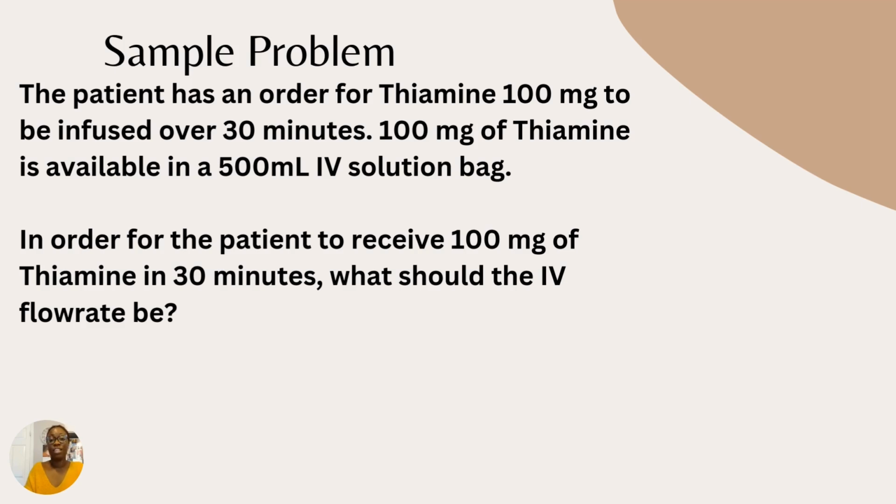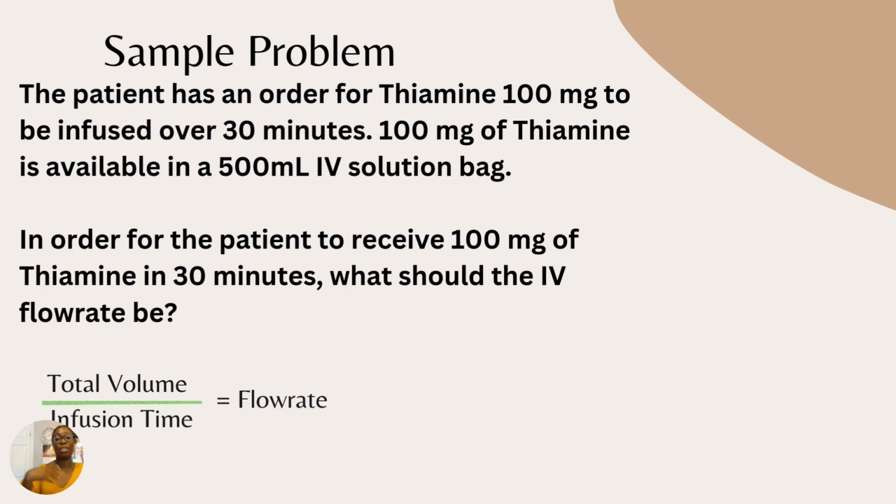So just like the last equation, the first thing that I always like to do is write out my equation on the screen just for a mental reference. And of course, it's that same total volume over infusion time equals the flow rate, which is what we're solving for. So now that the equation is on the screen, I want to scan over the sample problem and look for information so I can start plugging it in the appropriate spots of my equation down at the bottom.